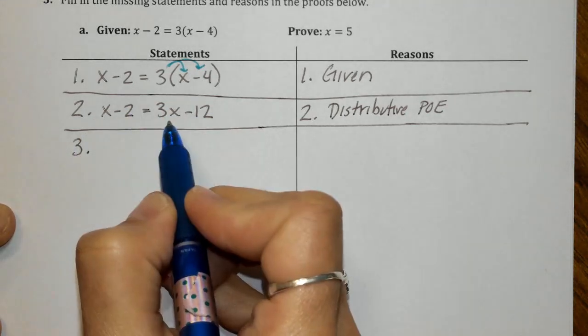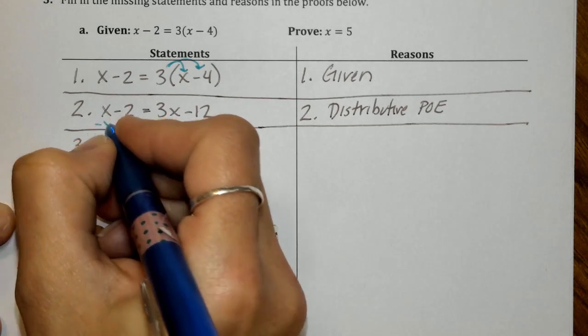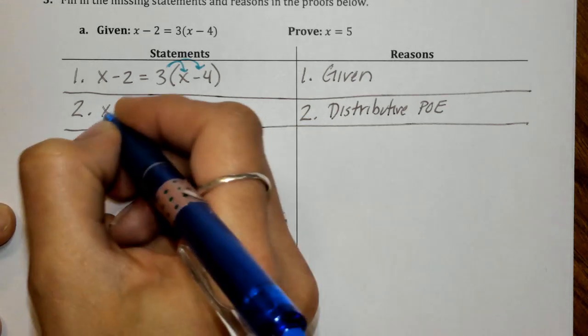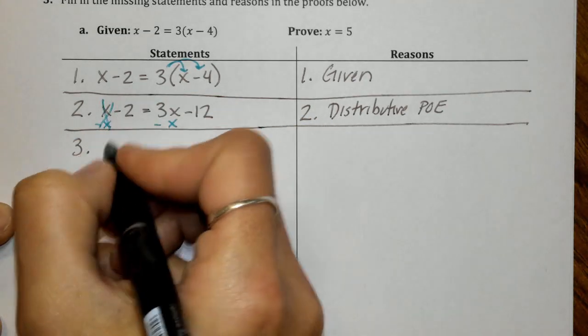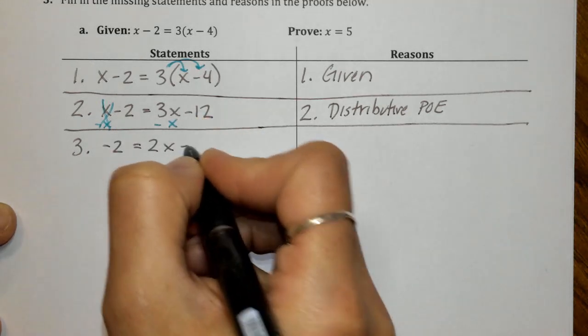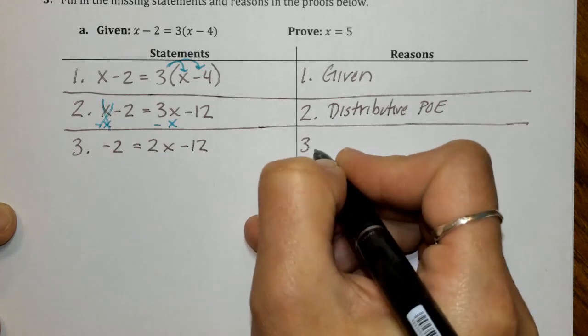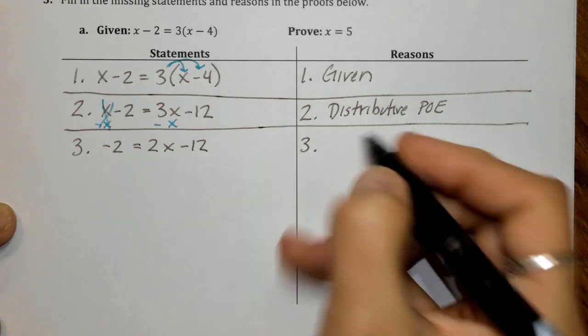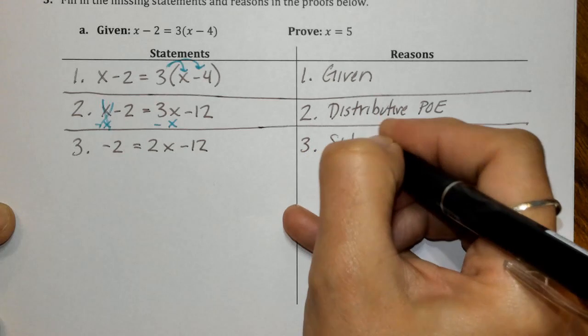I'm going to move my variable, okay? So I'm going to subtract this x from both sides. So these are gone. I'm left with a -2 equals, here we've got 2x minus 12. Reason 3, why did I write that down? Because I subtracted. So subtraction.